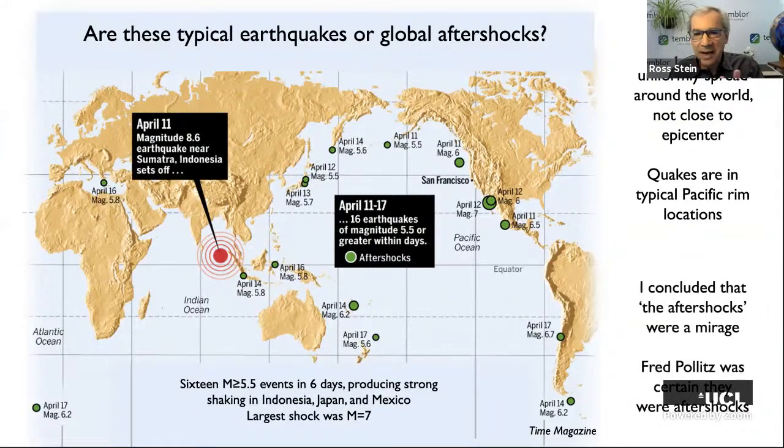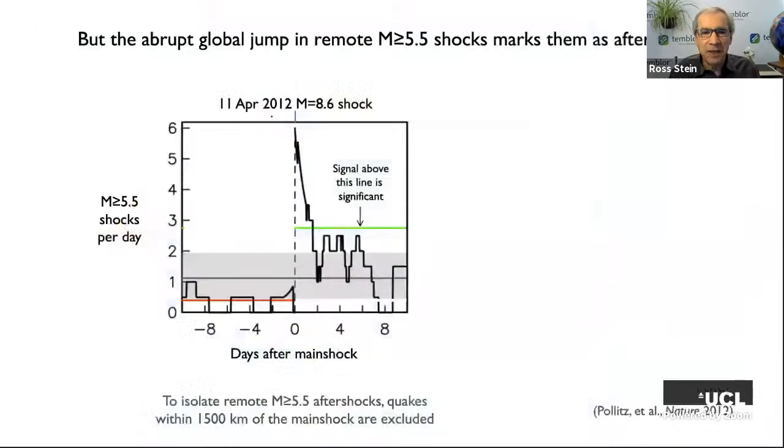So I concluded they were a mirage, and Fred Pollitz, my colleague in my office, said they had to be aftershocks. So I said, oh, Fred, you've got to be wrong. And then Fred showed me this figure. So what is this figure? We're looking at a couple of weeks, the 10 days before this event and the 10 days afterwards. The rate of worldwide magnitude 5.5 was about a half a day until the moment of this event, and it shot up and decayed over something like 2 days to a week.